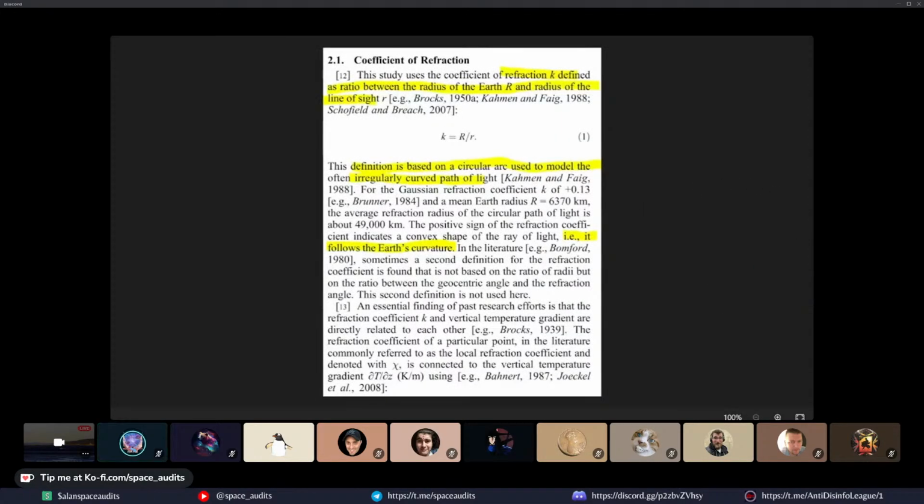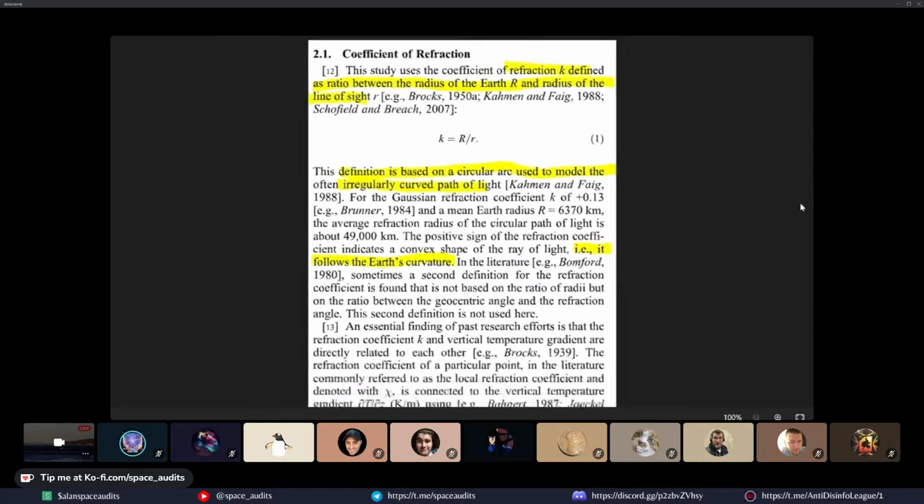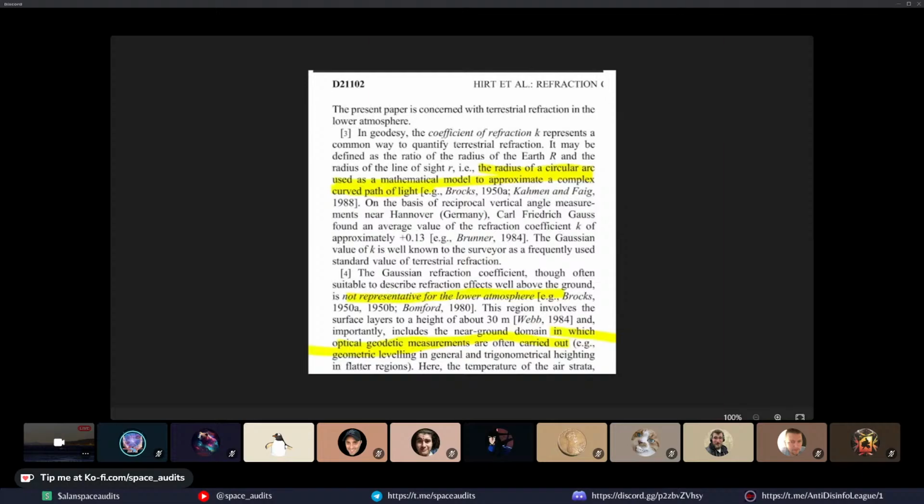Just saying. Yep. So when they use refraction, they define it as the ratio between the radius of Earth, r, and the radius of the line of sight. You literally have to use the radius of the Earth to have an arc angle, to use geodesic surveying, or to invoke refraction or a refraction index gradient. So if you have a refraction coefficient, you're invoking a radius, right? They have to do that. They said it's based upon a circular arc used to model a regularly curved path of light, i.e. follows Earth's curvature. Would you look at that?